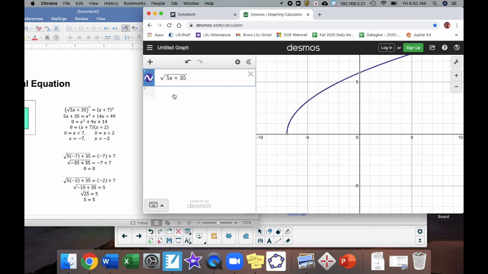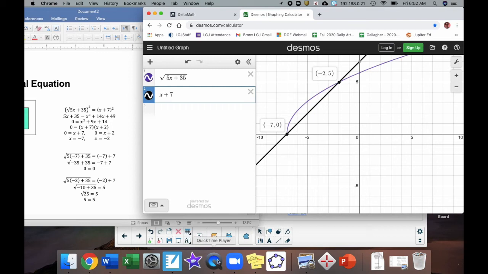So I'm going to type that as one side, x plus 7 as another. And where they intersect, the x values are our answers. And you can see this point has an x value of negative 7, this point has an x value of negative 2, and those were our two answers. So this works as a check. Let's go back and show one where you do have an extraneous solution.